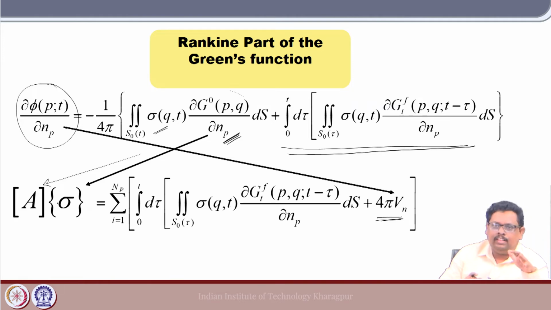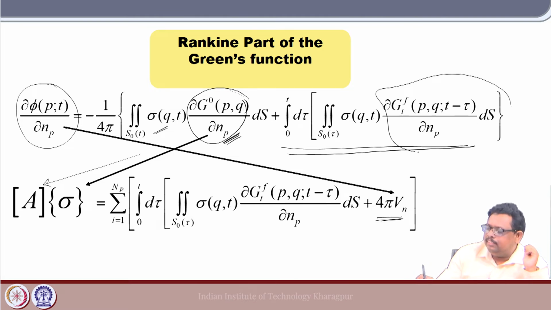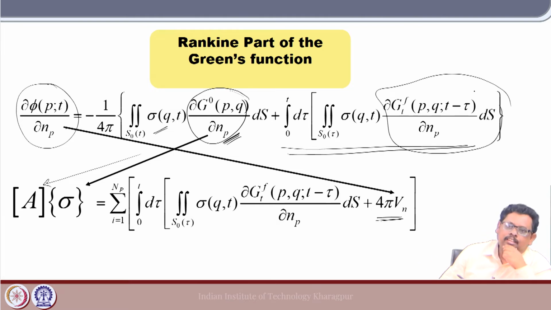So, this is the influence matrix A sigma. People know this very well. Okay, yes, I have no problem with this. But here, why in this A matrix am I taking only the contribution from this part, and why am I not taking the contribution from this second part? So, we are going to answer this question.